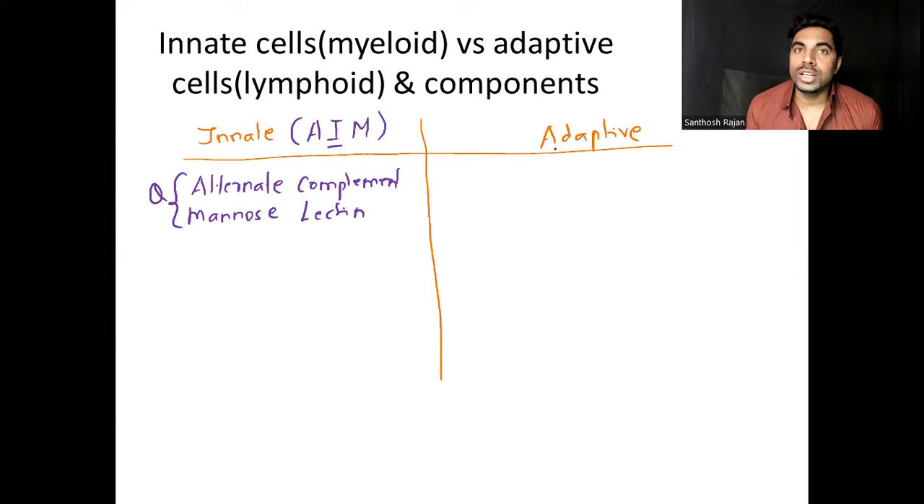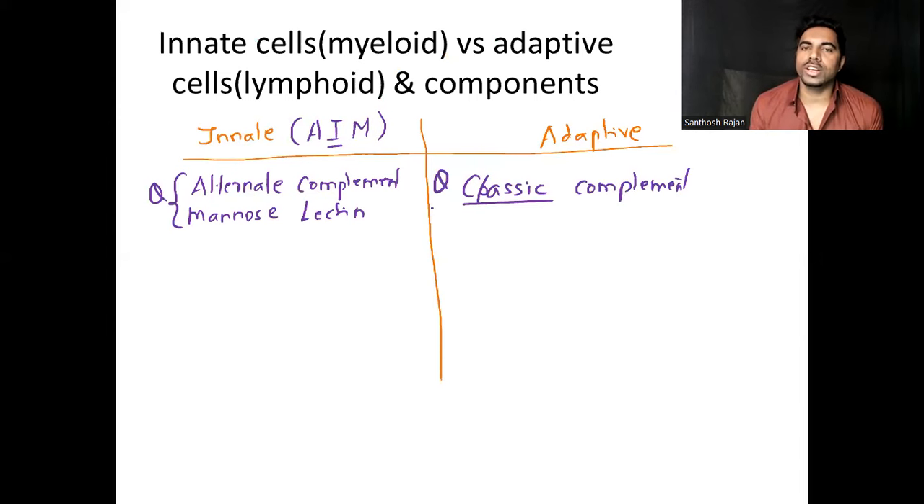For adaptive immunity, it is the classic complement pathway. The classic complement pathway has an important role in adaptive immunity. This question was asked many times, so please don't forget it. Adaptive immunity, the classic complement pathway has an important role. If you forget, AC: A for adaptive or acquired, classic complement pathway.